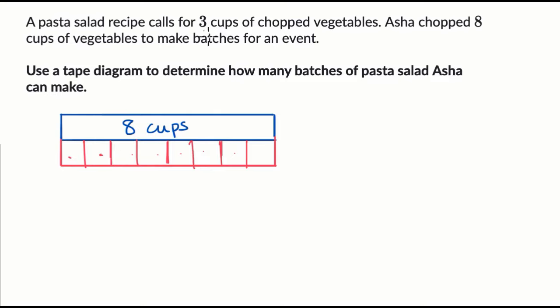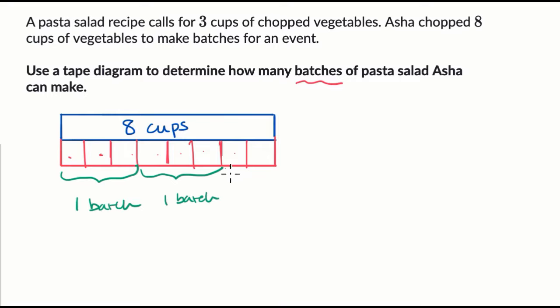Now we know that there's 3 cups of chopped vegetables per batch of the recipe. So, for example, let me pick another nice color here. I'll do green since we're talking about vegetables. That right over there is 1 batch. That over here is a second batch. So that is 1 batch again.